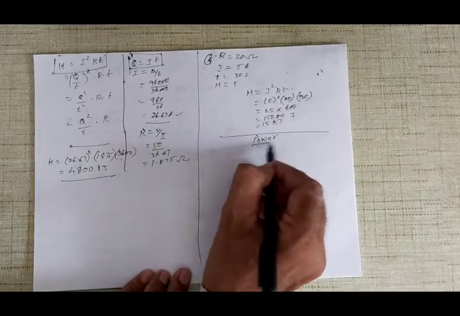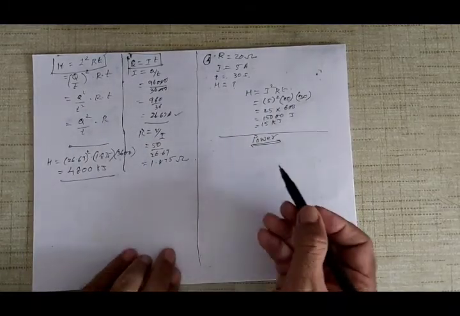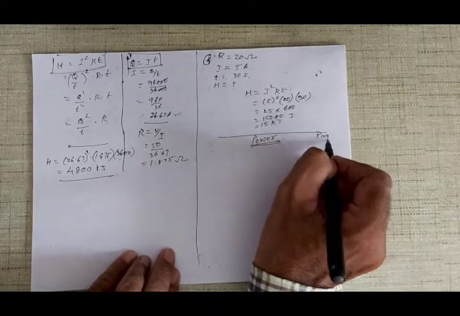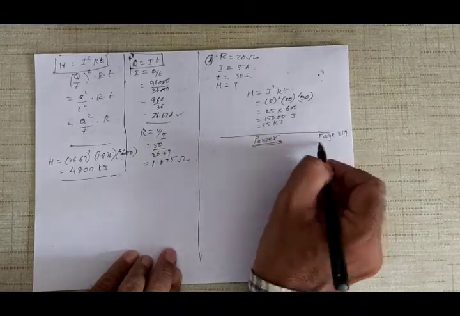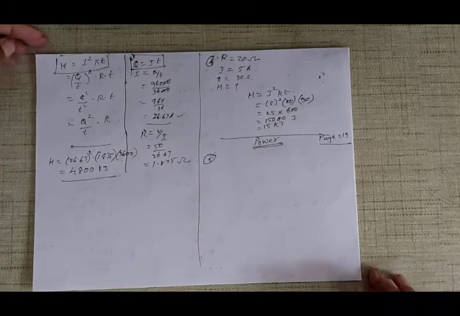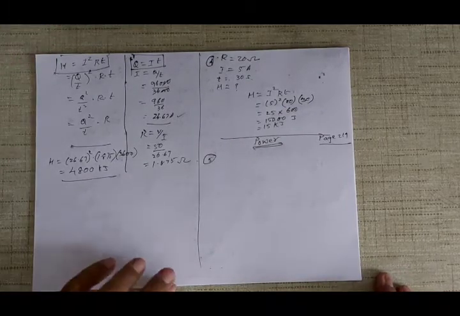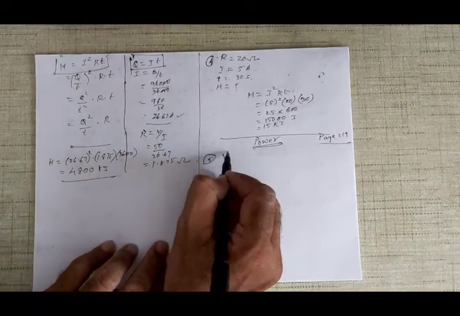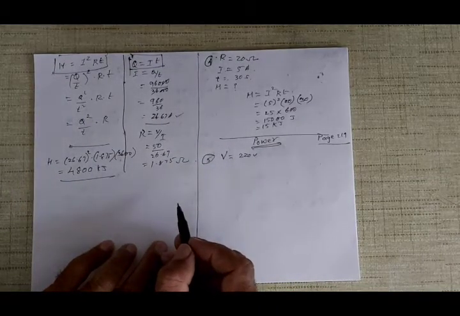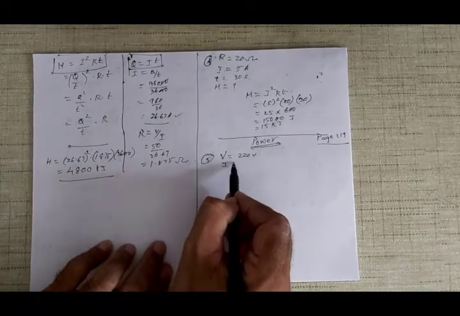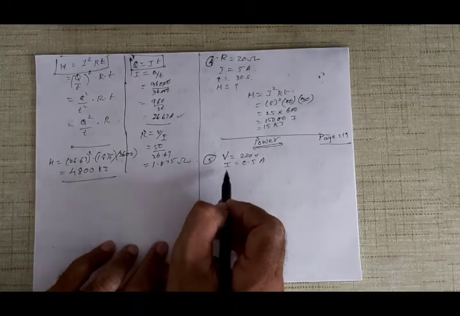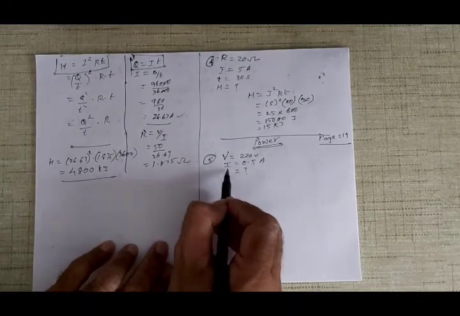A few questions on power. This is on page number 219. Again, I am mentioning the pages so that you understand it. Question number 5. An electric bulb is connected to a 220 volt generator. The current is given as half, 0.5 amperes. What is the power of the bulb? We want to find power of the bulb.